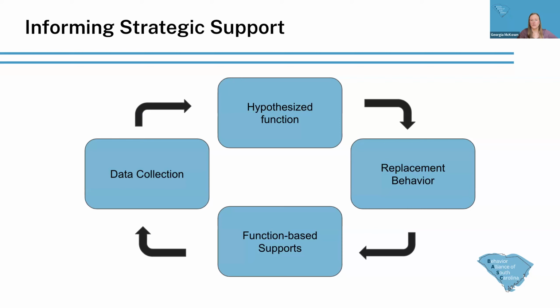So now that we've talked through why we collect data and how we can collect data, let's talk about how the data we collect can inform how we support students. So in the beginning, we collect data. The data tell us about the context of the behavior and patterns around how, when, and where it occurs. And this helps us to hypothesize the function of the behavior. In other words, what is the student accessing or avoiding as a result of the behavior?